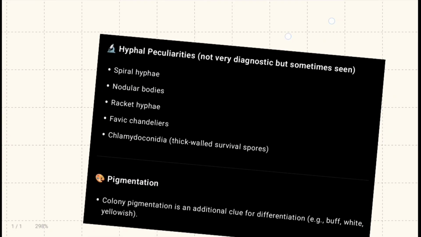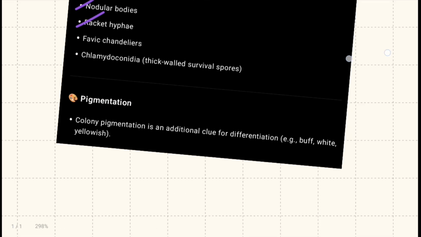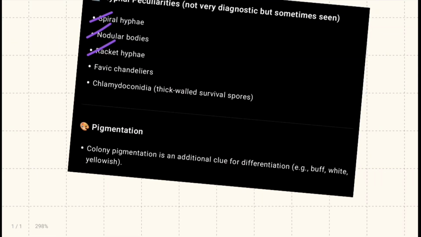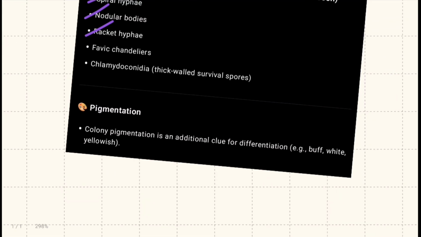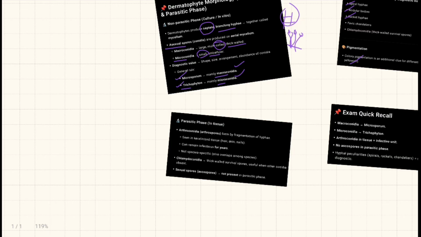Now, many different hyphal varieties are produced by the dermatophytes. They may be spiral, nodular, racket, and many other different shapes. So this can also be a diagnostic tool when it comes to the diagnosis and differentiation of the dermatophytosis. Also, the colonies of the dermatophyte will show different pigmentation. They may be buff, white, or yellowish in color. And this is about the non-parasitic phase of the dermatophyte.